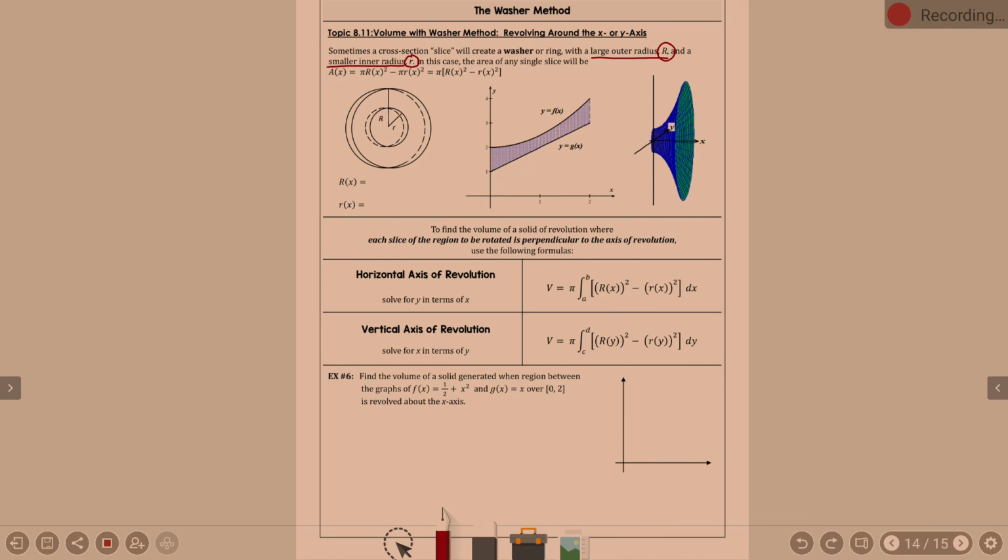Whereas here, R of x is the outer radius. Little r of x is the inner radius. Let's see. On this particular problem, the sample that is drawn up, this is an example of rotating about the x-axis.